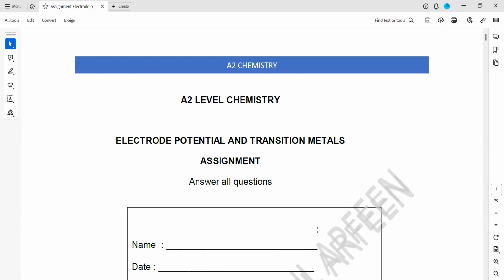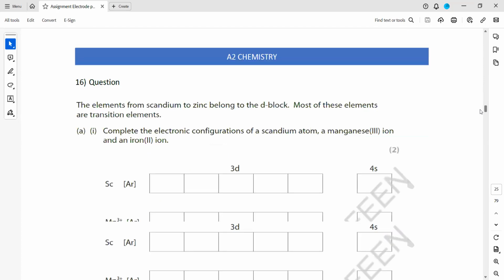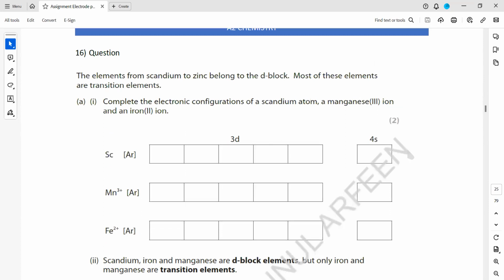So, electrode potential and the transition metals. We did the last question, 15. So question 16. The whole exercise is about the electrode potential and the transition metals. So we have to complete this.